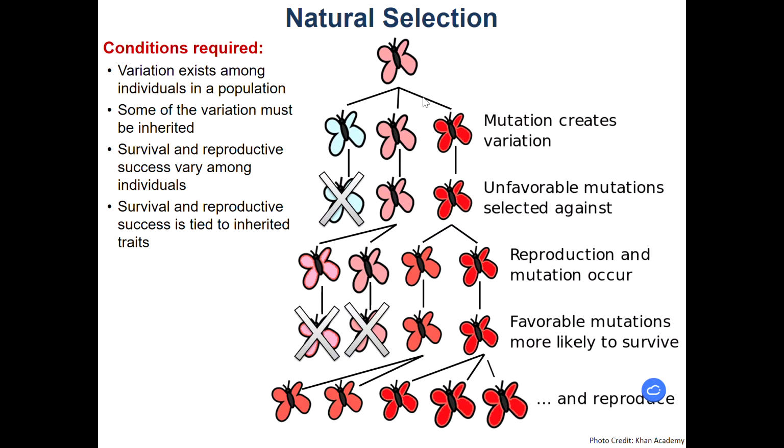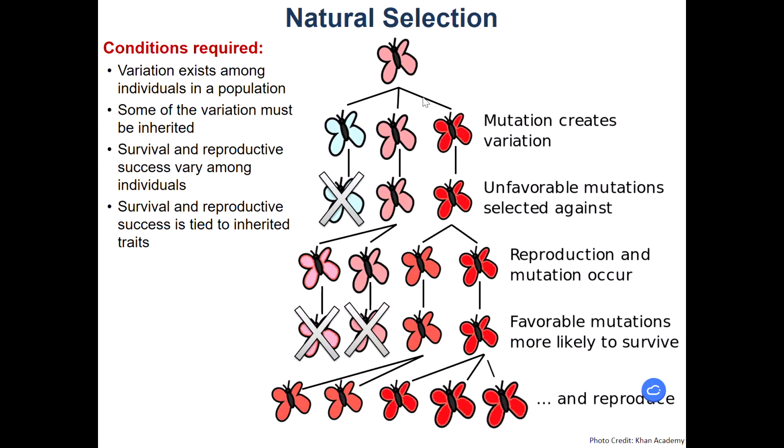So if we think about an example with butterflies, because bugs are cool, here we start with our pink butterfly. We have a mutation that creates variation, so now we have 3 colors: blue, pink, and red. Say these butterflies like to land on red flowers. If you're blue, you're going to stick out like a sore thumb. That's an unfavorable environment for a blue butterfly. It will be eaten by a bird and die. It will not have any offspring. It is removed from our population.